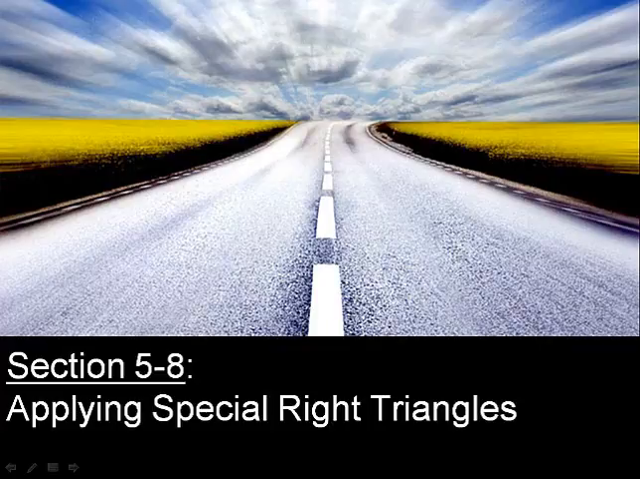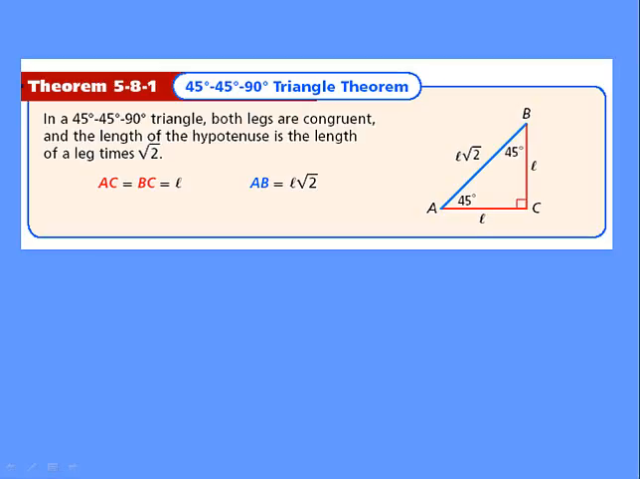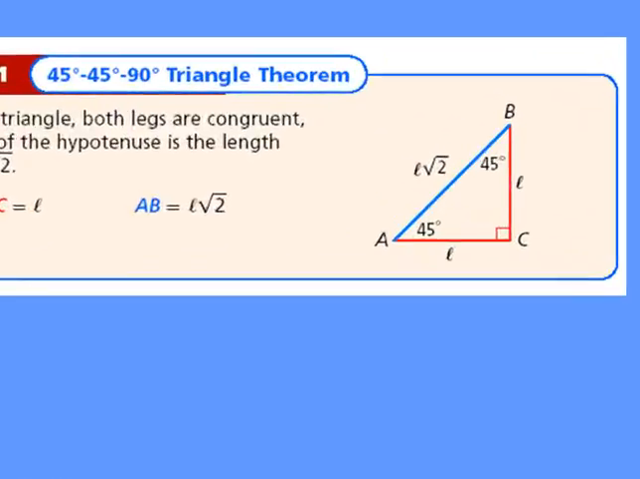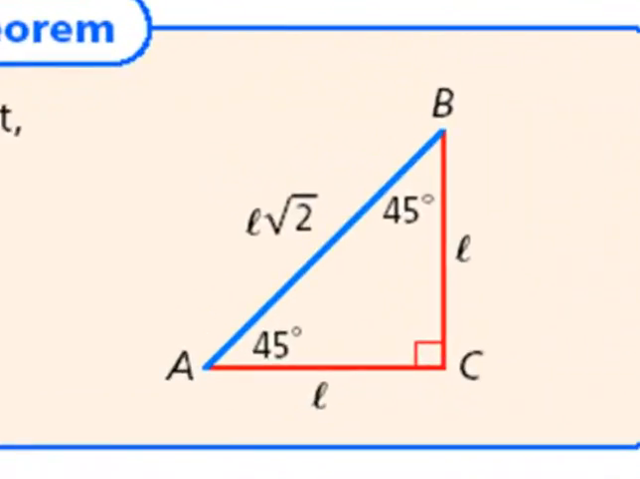Okay, we're also going to combine this lesson with section 5-8. We will be applying special right triangles. Special right triangles, here's our first one, which is the 45, 45, 90 triangle. And the theorem on this one, basically what we're going to be looking at is this picture on the right side. This picture tells you how to solve the missing sides of a 45, 45, 90 triangle.